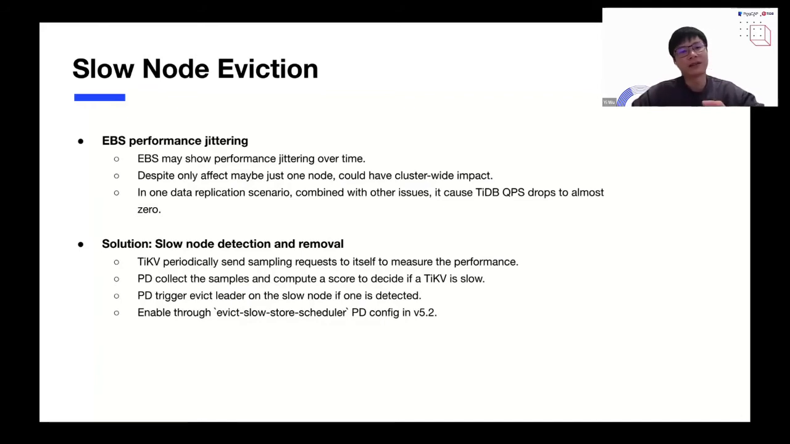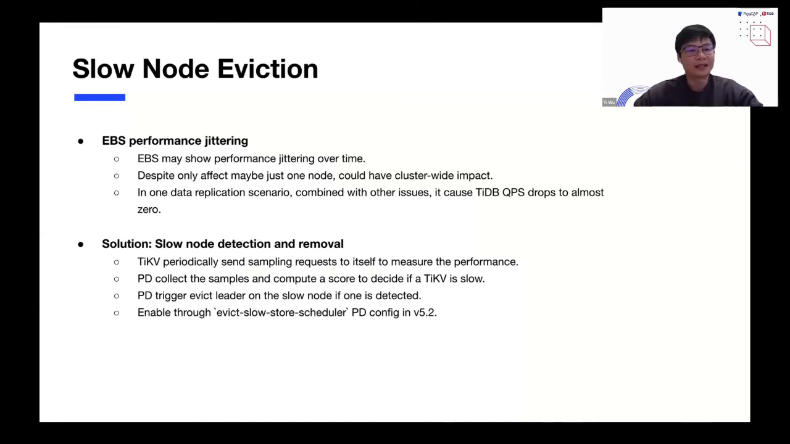For example, in one scenario we have a data replication running from the upstream, and this replication applies the changes from upstream sequentially, and the load is spread evenly on all the TiKV nodes. When the EBS volume on one of the TiKV nodes becomes very slow, and this TiKV node also becomes very slow, this single slow node becomes the bottleneck of the whole cluster, and combined with other issues we have, in this case it actually brought the TiDB QPS down to almost zero.